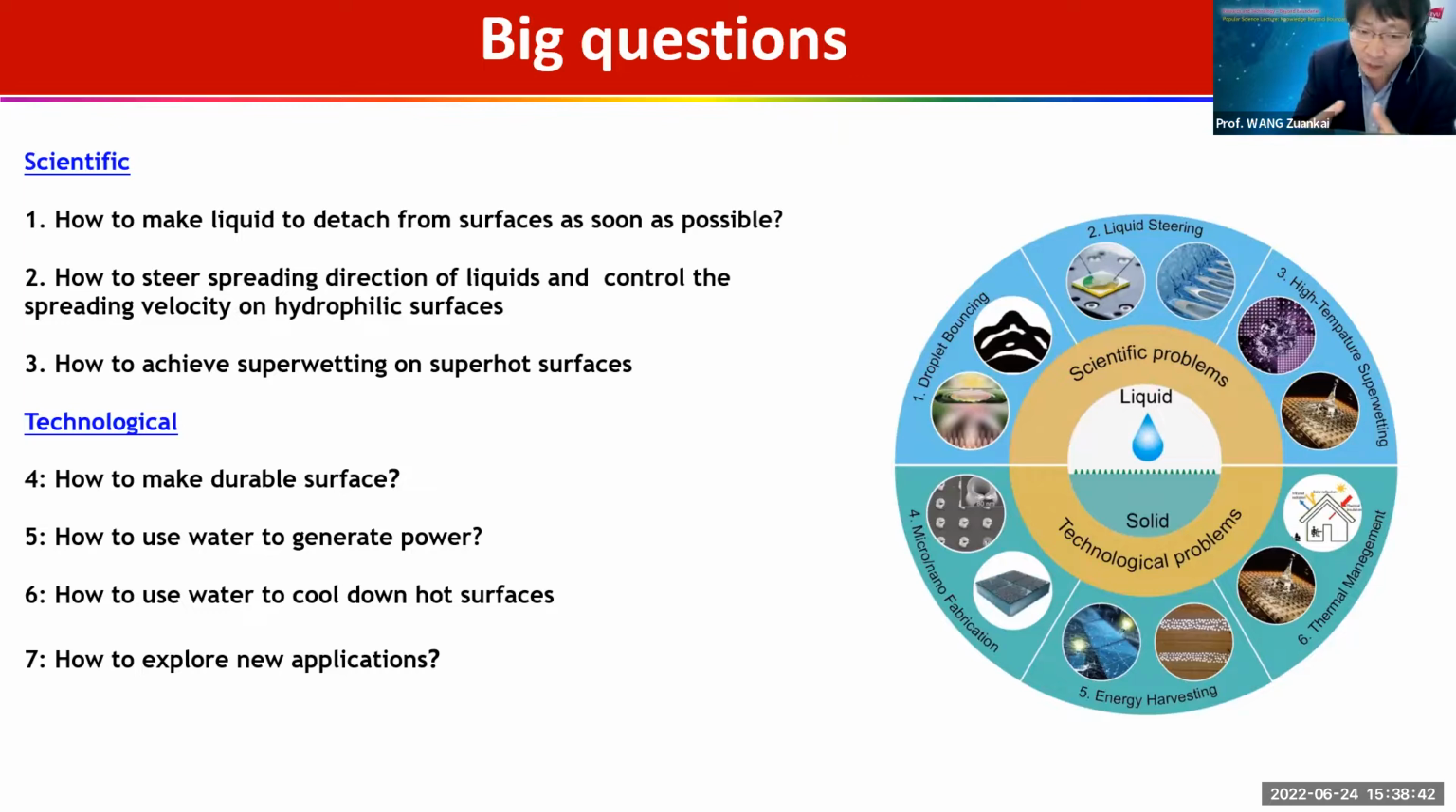Super wetting was a top 10 technology last year, but currently super wetting only occurs in a very narrow temperature range. Once beyond 100 degrees, there's no super wetting. Today we made some breakthrough in this area, which I will briefly discuss later. Technologically, how do we develop scalable and durable surfaces, how do we use water to generate power, and how do we use water to cool down the surface? And we also explore some new applications.